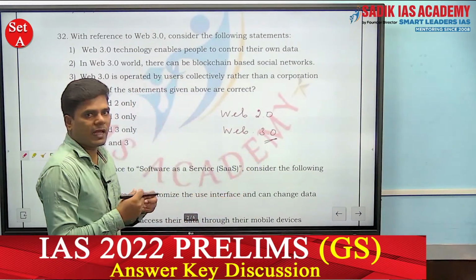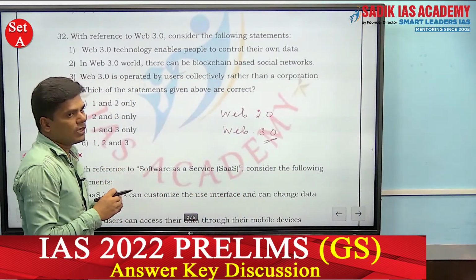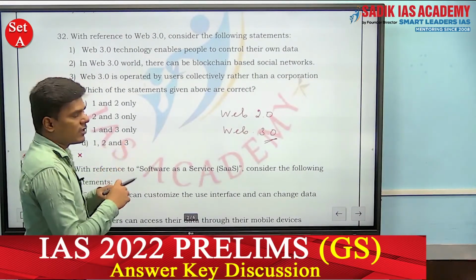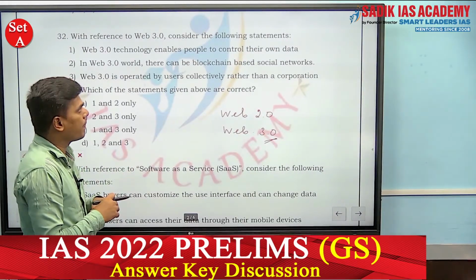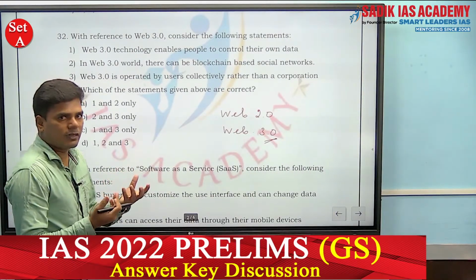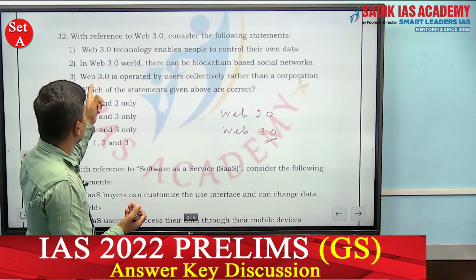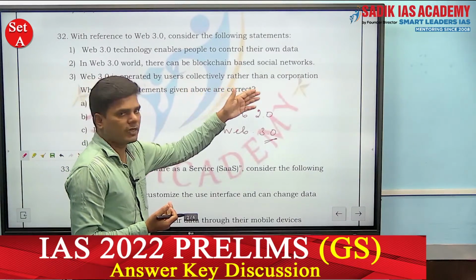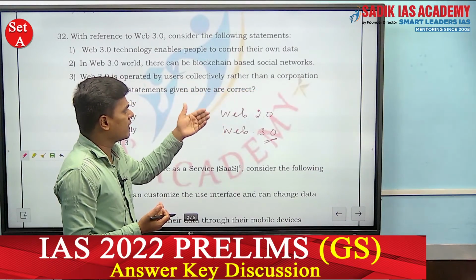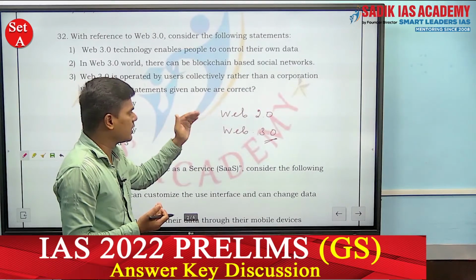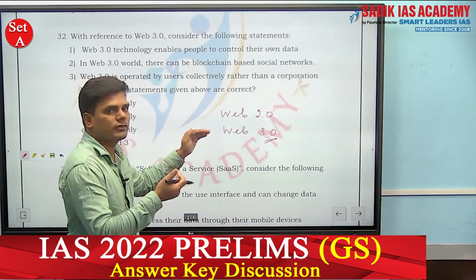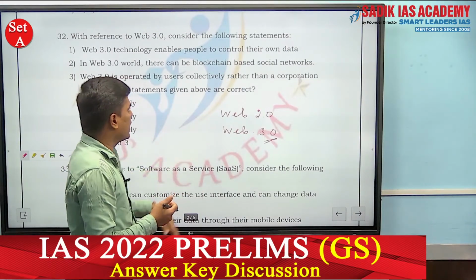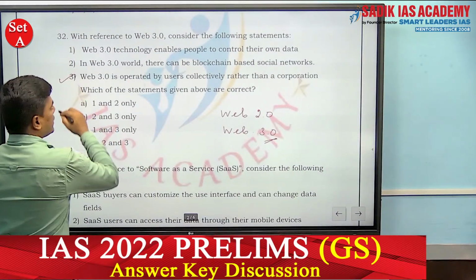users can have the ownership of some of the applications or platforms, and it is a technology based on blockchain technology. And when it comes to blockchain technology, this option, Web 3 is operated by users collectively rather than a corporation. In Web 2, some companies manage the websites, whereas in the case of Web 3, the users are going to contribute more, and they are going to have an ownership stake. So in that case, this statement is correct.